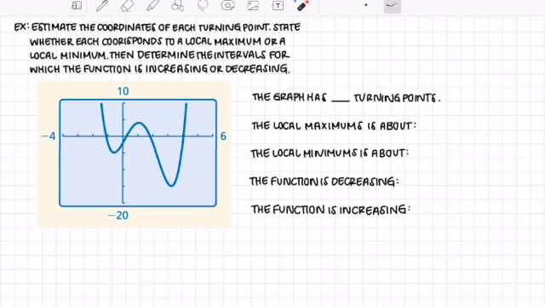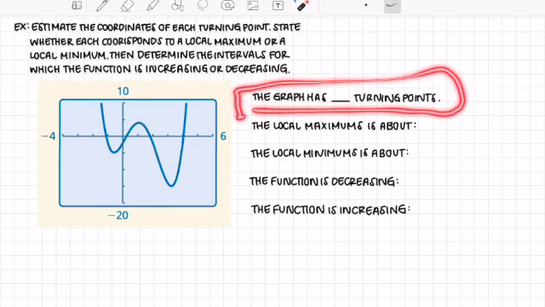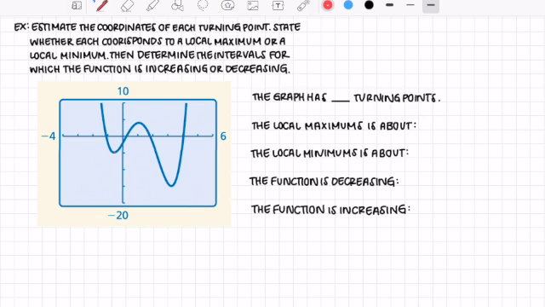So right here, we're asked to estimate the coordinates of each turning point, state whether each corresponds to a local maximum or local minimum, then determine the intervals for which the function is increasing or decreasing. So let's look at how many turning points our graph has here. I can identify that we have 1, 2, 3 turning points. We have 2 minimum values, ordered pairs, and 1 maximum value. So I would say right here, we have 3 turning points.